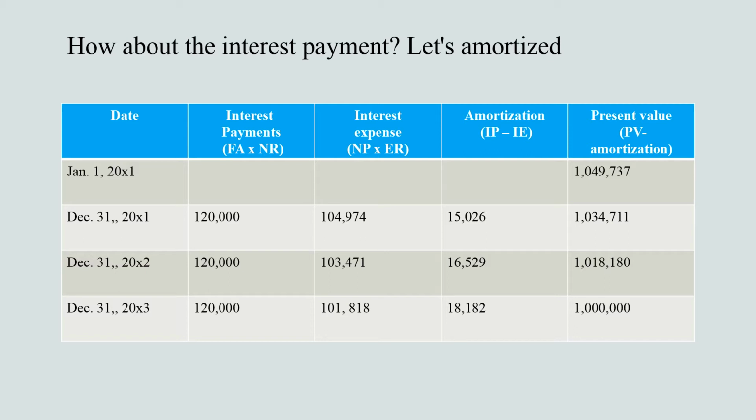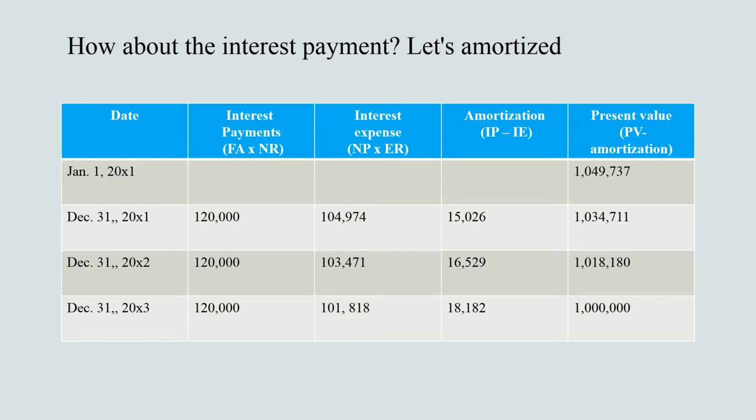So, how do we compute present value? So, ang present value natin is 1,049,737. We deduct 15,026 and we get 1,034,711. Then kukompute mo na yun, so on and so forth pababa. Ano ba ang goal dito? Ang goal dito is by the year end, by the maturity date, December 31, 20x3, ay maging 1 million. Because 1 million is the face amount of our bond. So, ang goal, present value, dapat mapunta sa 1 million. How do we go there? We deduct the amortization. Yun yung sa premium.